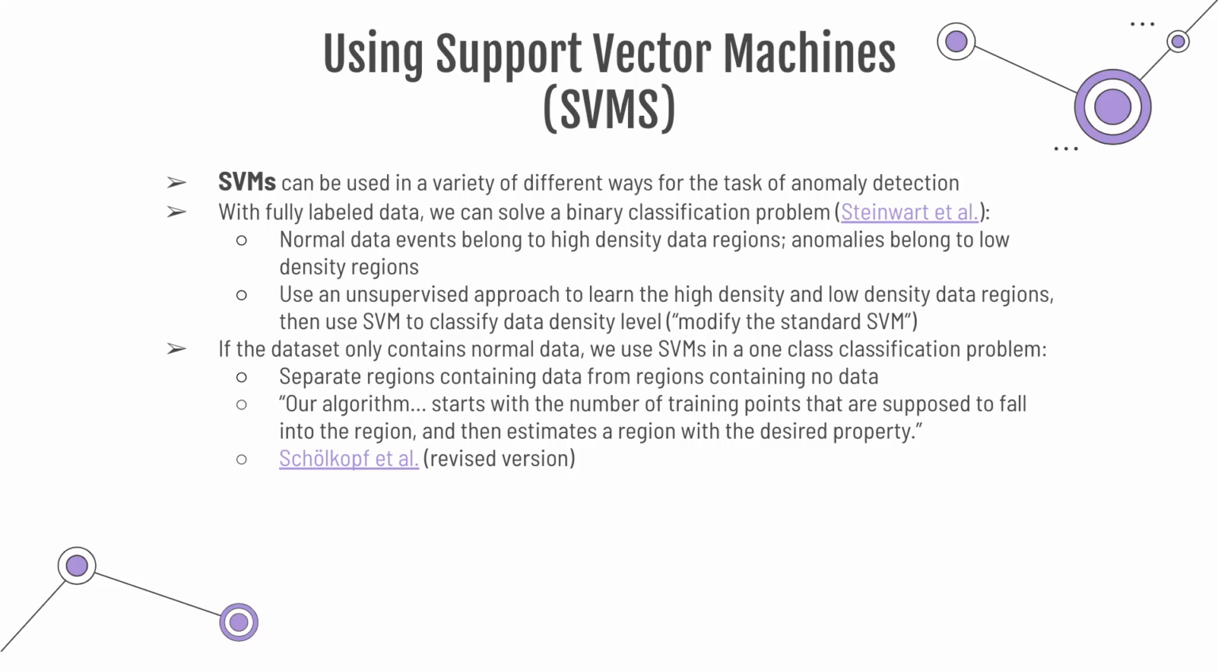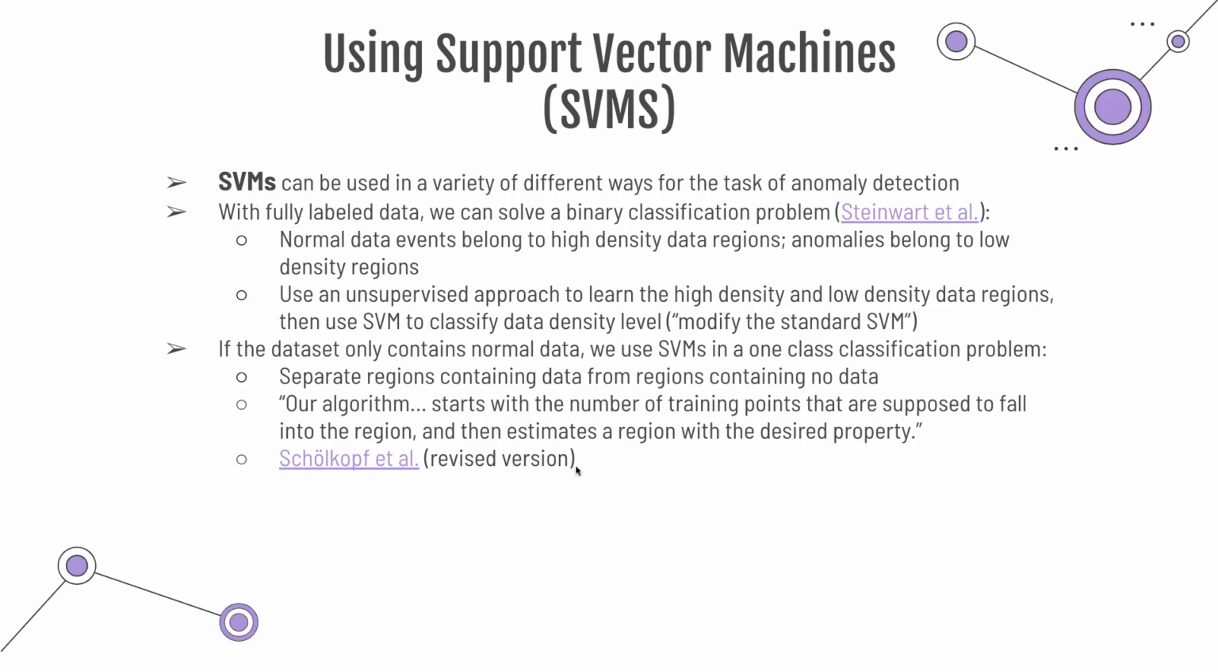Essentially what we're saying here is, we have a labeled data set that has normal data and anomalous data. And we're assuming that normal events will be in high density regions, and anomalies will be in low density data regions. So we can use some sort of unsupervised approach to learn these different densities, and then use a modified version of the standard support vector machine to classify the data density level. I won't go into too much detail, because it does get a bit confusing, but the intuition is that we're taking the traditional method of support vector machines and modifying it to convert to a binary classification type problem.